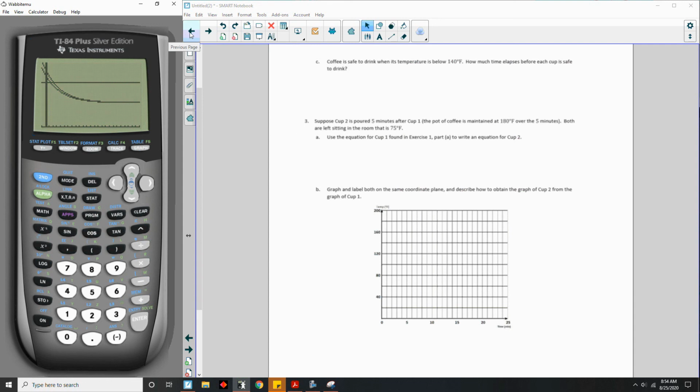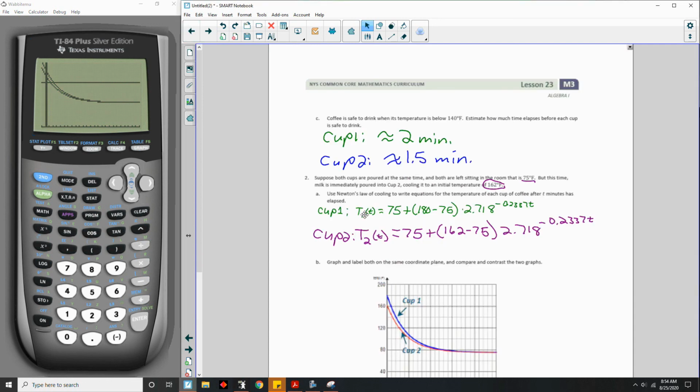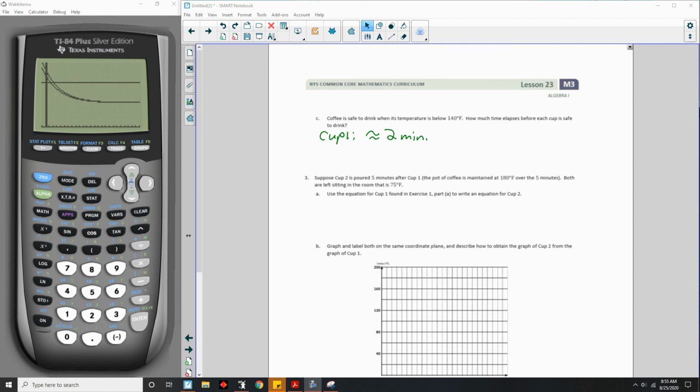So I already did the time for the initial cup, and that is this one here. And so that was 2 minutes. Okay, so I just rewrote cup 1, 2 minutes, and then I will do the other one in red. It doesn't really matter, as long as they're different. All right, so cup 2. When is this going to be safe to drink?